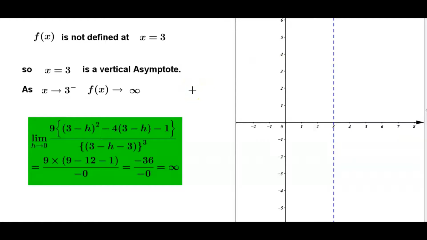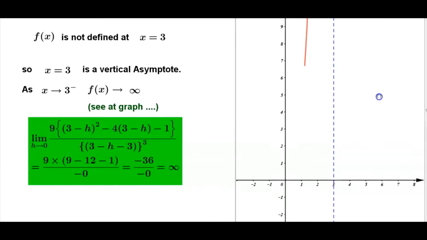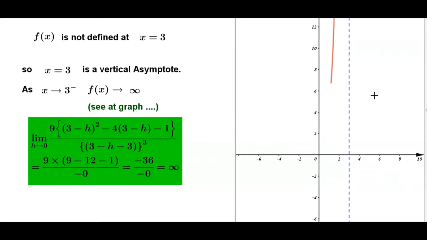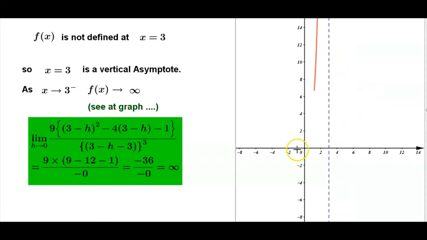This is the portion of the graph. One part of this graph we can draw here, the left hand limit. As x approaches 3 from the left side, the function approaches plus infinity. The function is plus infinity.